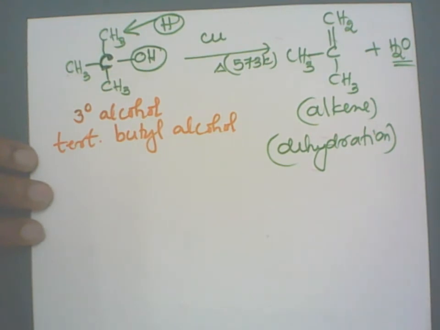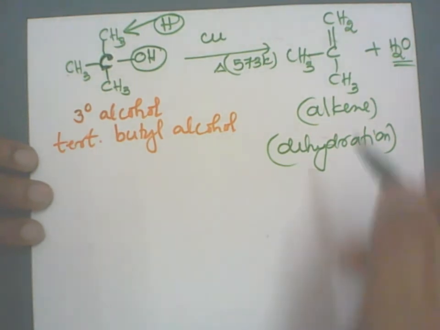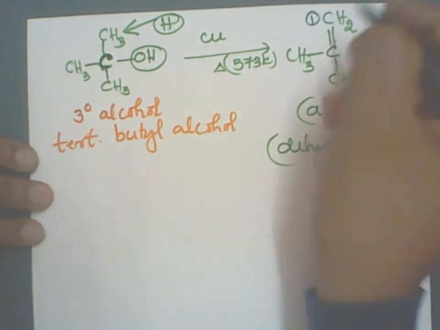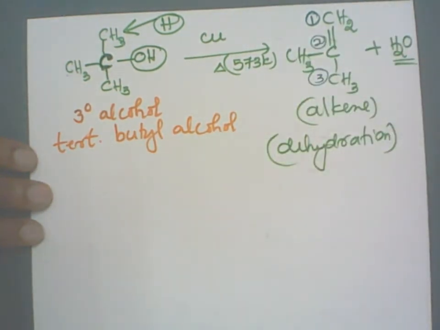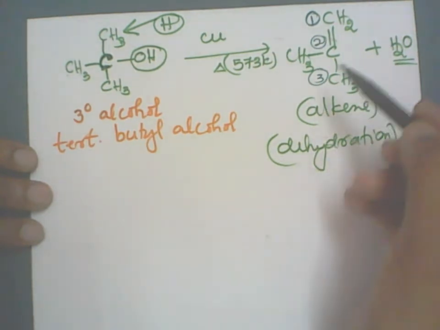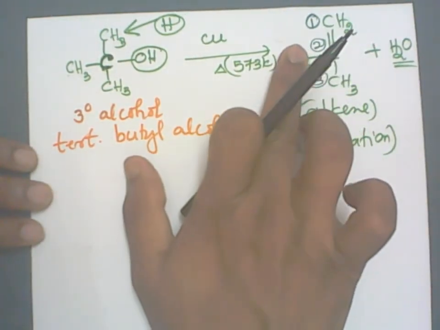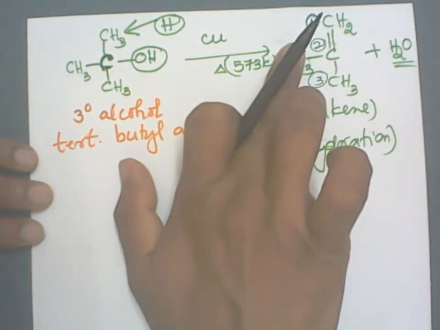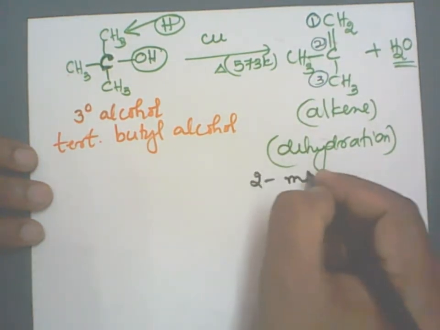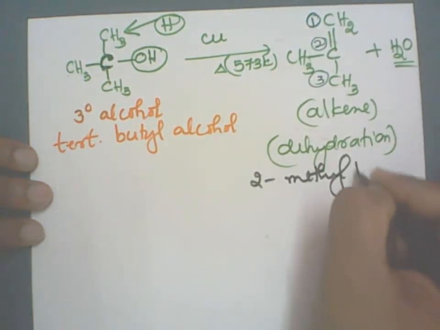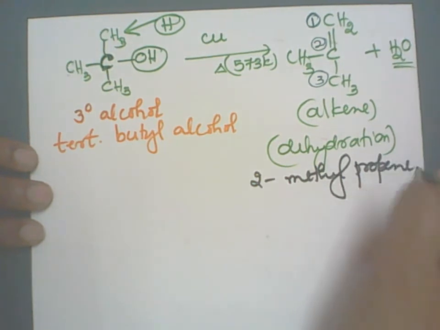So we'll number the carbon atoms now. Carbon number 1, carbon number 2, carbon number 3. The longest chain containing the double bond in it, right? So the molecule name, without the CH3, is propene. Which propene? 2-methyl propene. This is the IUPAC name, 2-methyl propene. Clear?